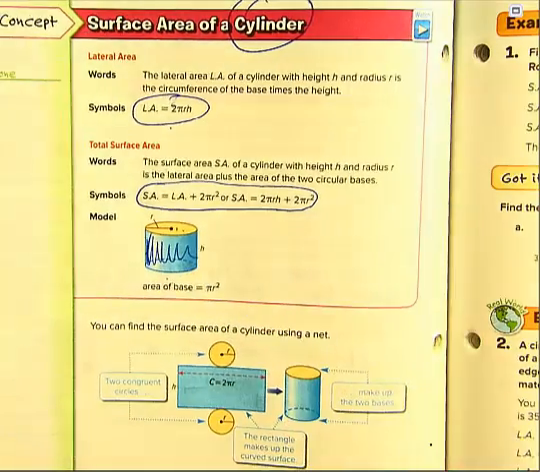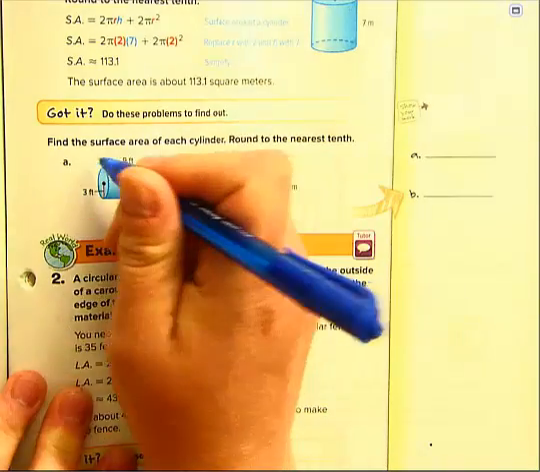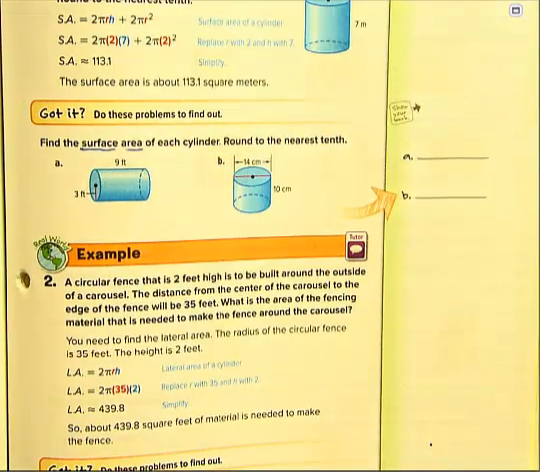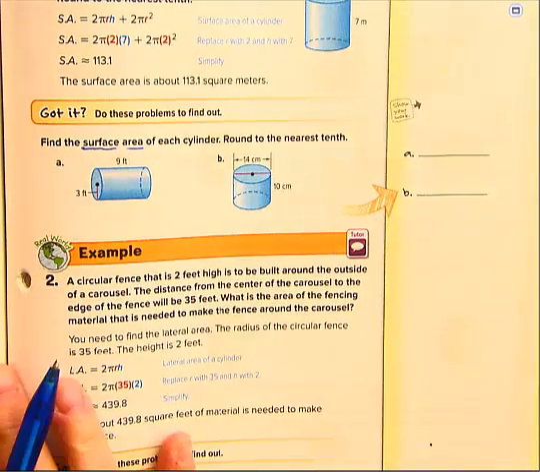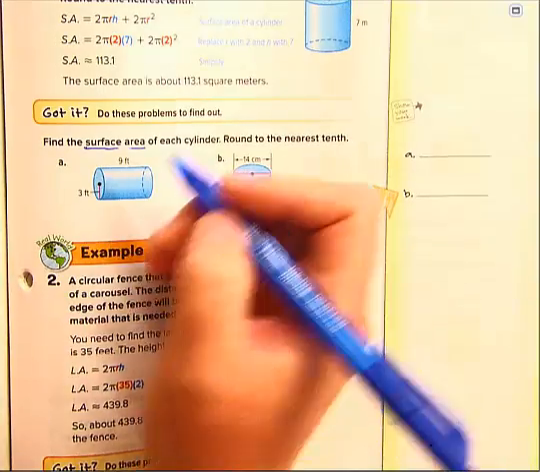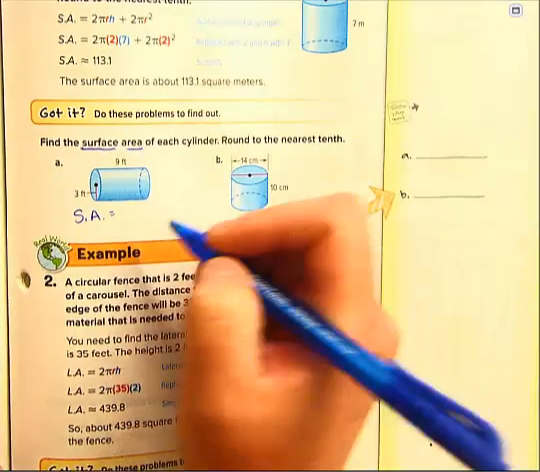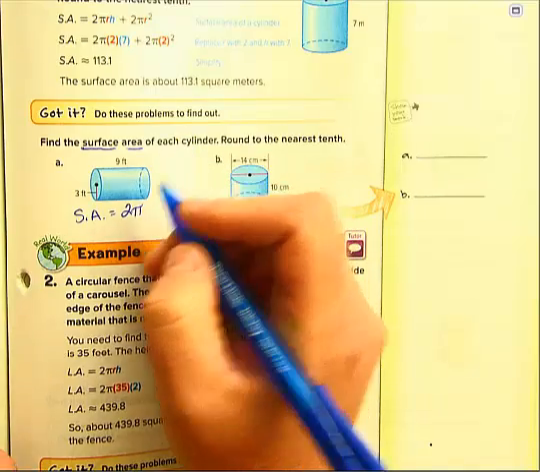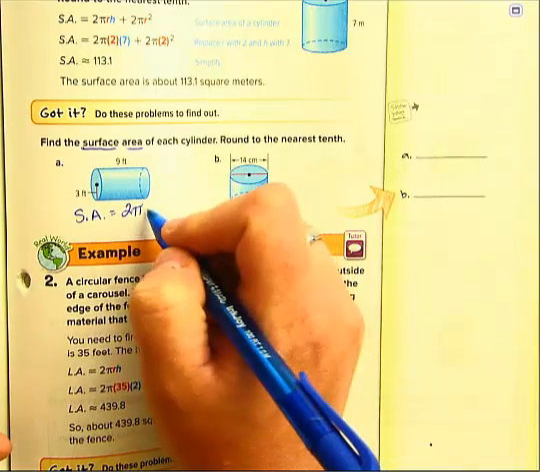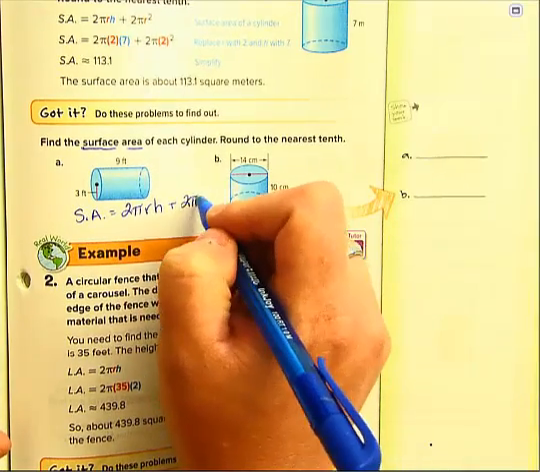Okay? So let's look over here. We're going to do A. It says find the surface area, so I know that I'm finding all three. I'm finding both circles and the rectangle of each cylinder. Well, looking at my equation, to find the surface area, I'm going to take, remember, write your equation first, 2 times pi times radius times height, plus 2 times pi times radius squared.